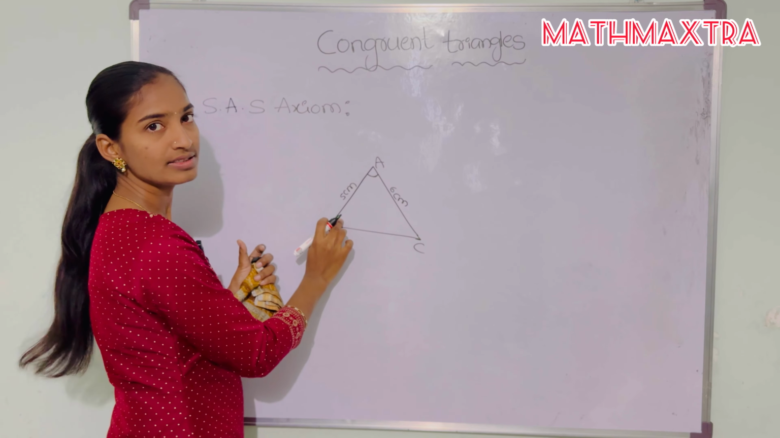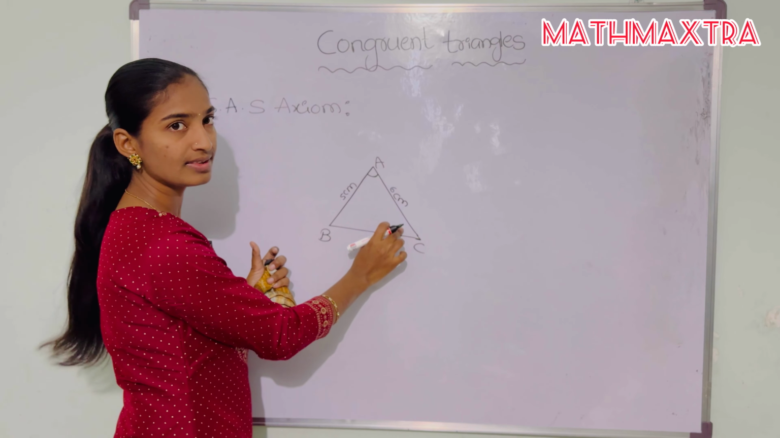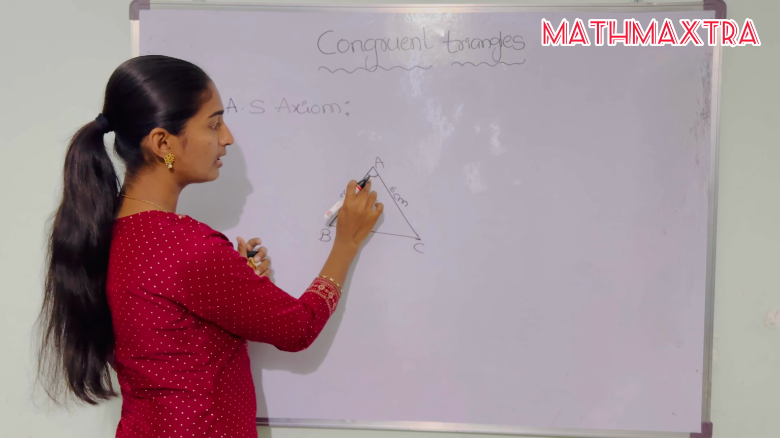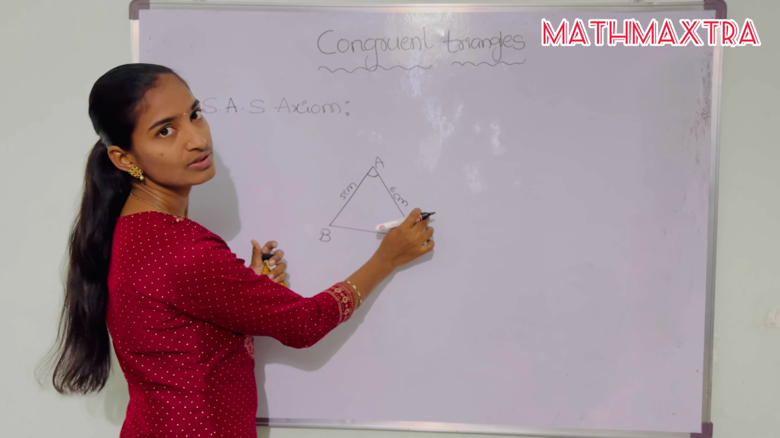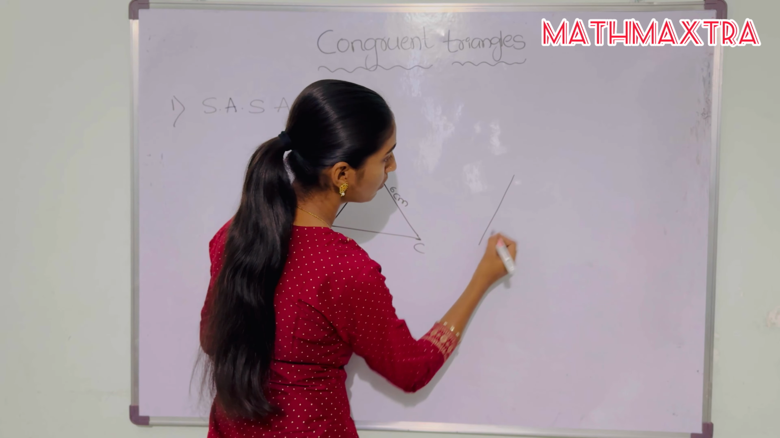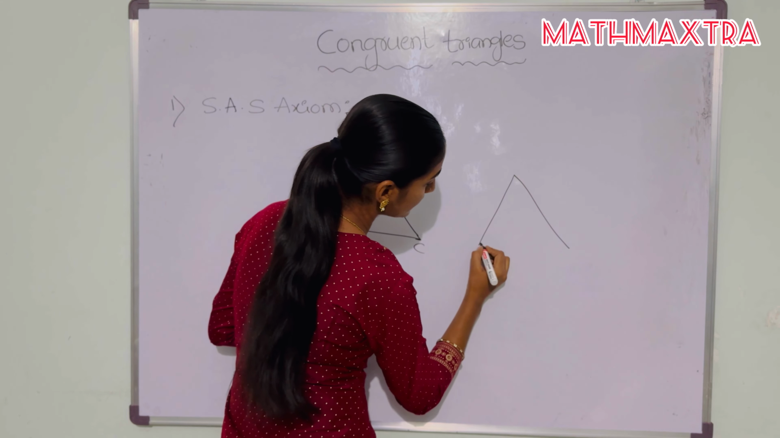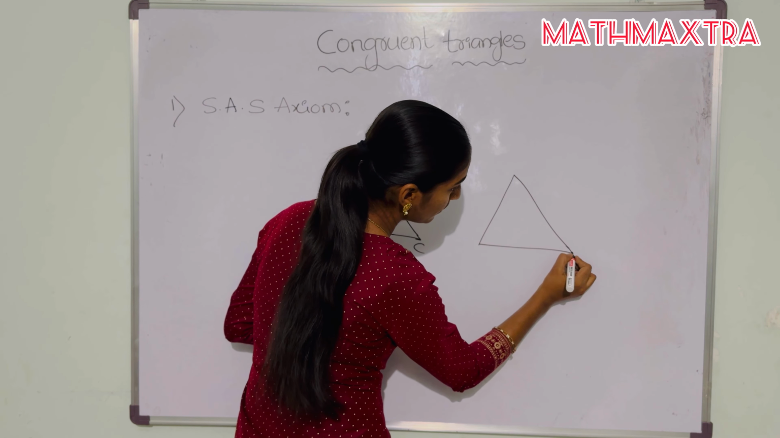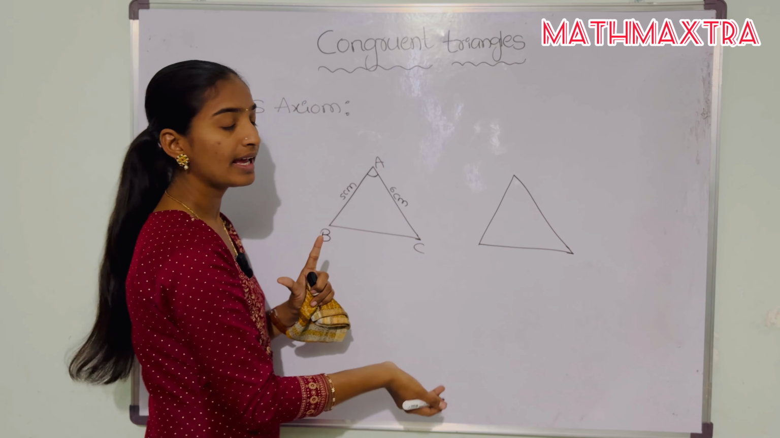We should not consider this angle. We should not consider this angle. You must consider the angle containing these two sides, equal to the corresponding sides and the angle between them in the other triangle.